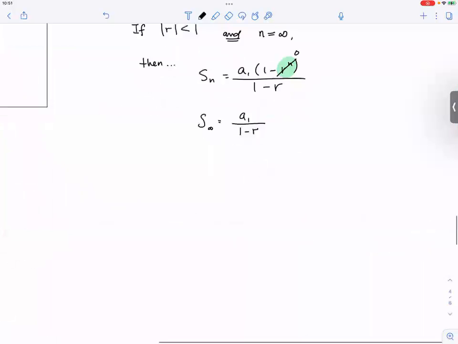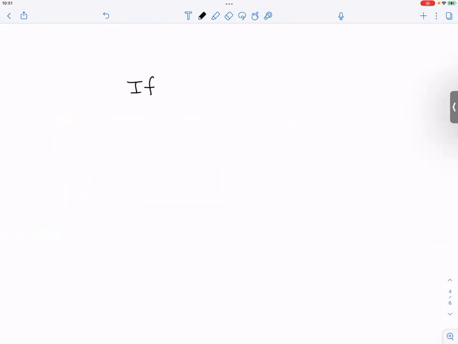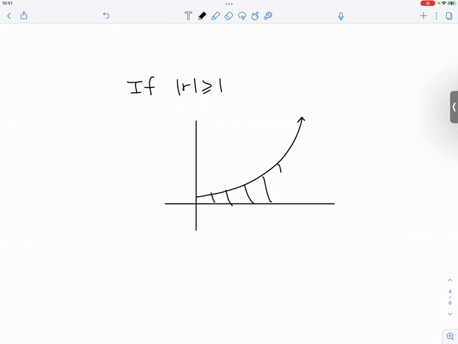Let's just think about this. If r is greater than or equal to 1, what's going to happen? The points will be like this. If I ask, can you find the area underneath the graph? What would you say? It'll be infinity, right? So it would not be a finite area. So we'll say it's impossible to find the area here.